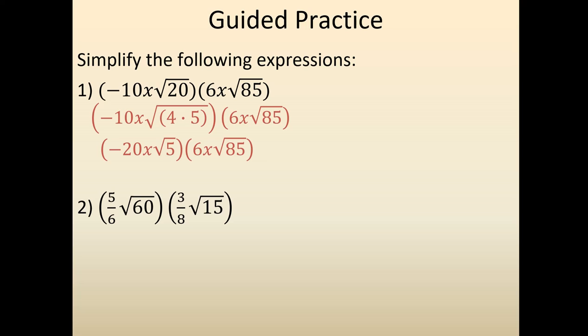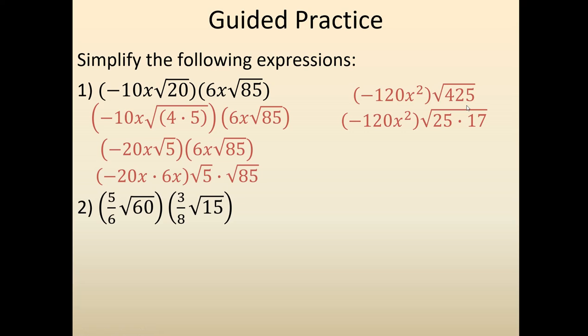Then from here, we do our first step where we multiply the coefficients. So negative 20x times 6x. And then later on, we're going to multiply those two radicals. Negative 20 times 6 gives us negative 120x squared. And then what we can do is multiply the 5 and the 85 to get radical 425.